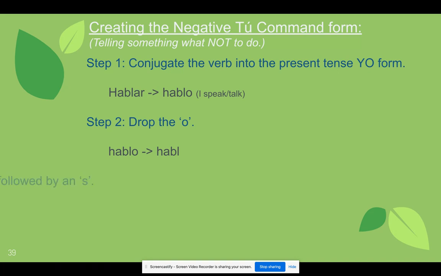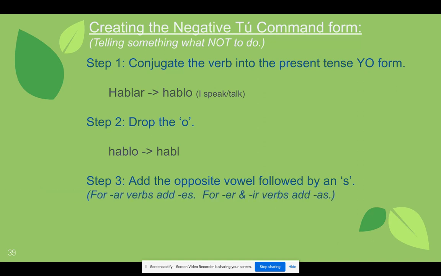H-A-B-L. Step 3. Add the opposite vowel followed by an S. What do I mean by an opposite vowel? For AR verbs, we're going to add an E as the opposite vowel, as AR verbs normally end in an A. And for ER and IR verbs, we're going to add an A, since ER and IR verbs generally end in E. So for AR verbs, we're going to add ES, and for ER and IR verbs, we're going to add AS.